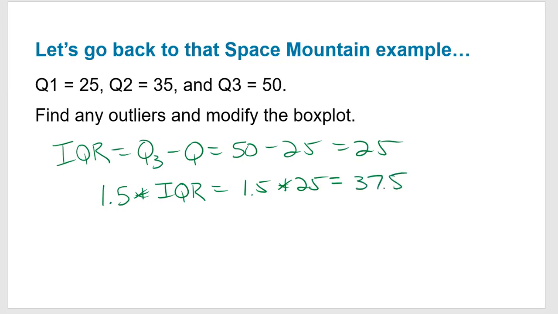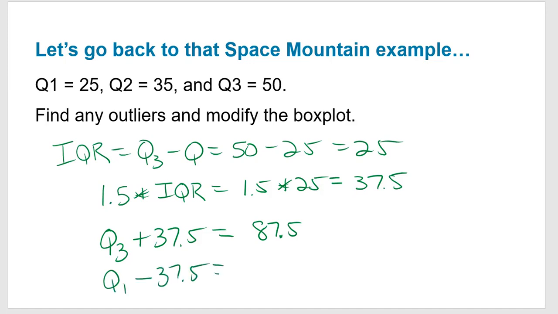We are going to take Q3 plus that 37.5. Our Q3 was 50, so 50 plus that would be 87.5. That means anything higher than 87.5 is going to be an outlier. And then you're going to do Q1 minus 37.5. Well, our Q1 was 25, and 25 minus that would give us a negative number. Obviously you can't have a negative number of wait times when it comes to a ride, right? So that means we already know there are no low outliers.